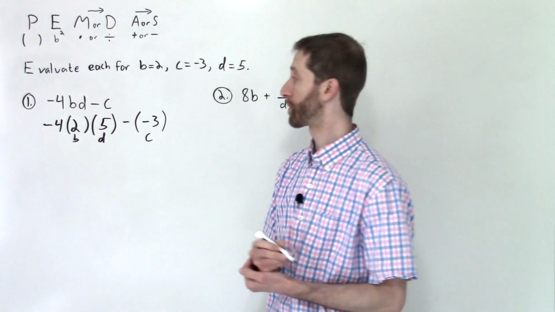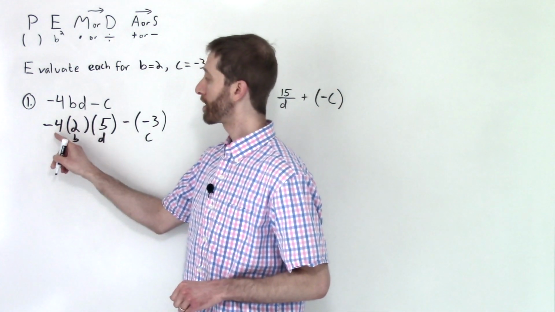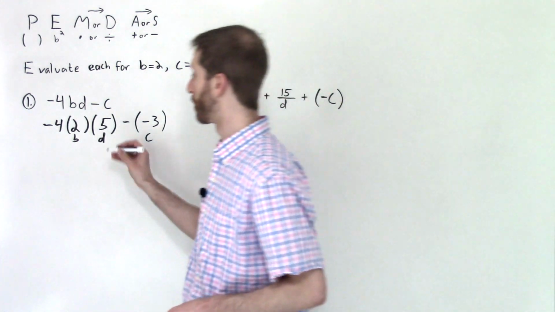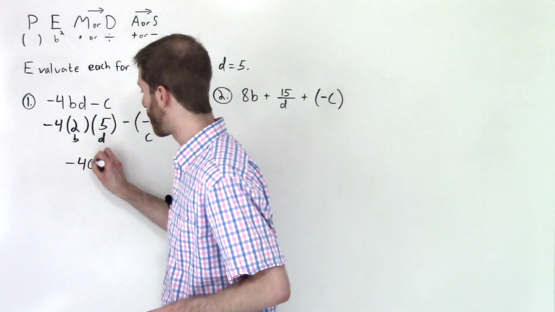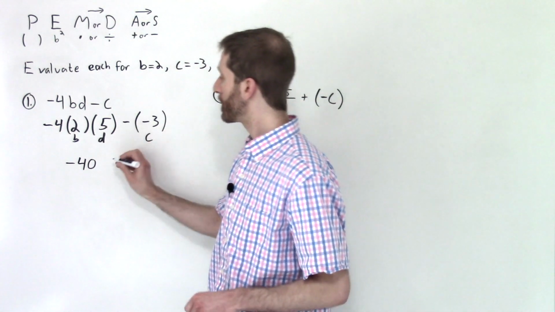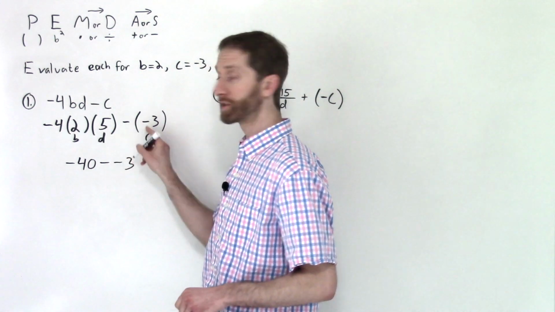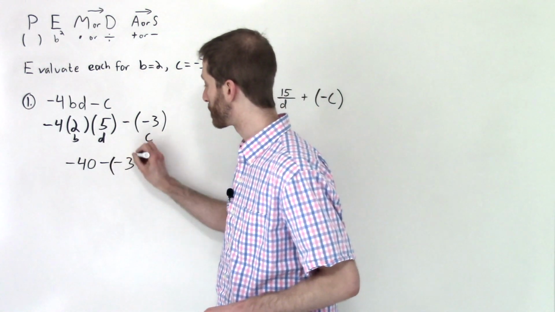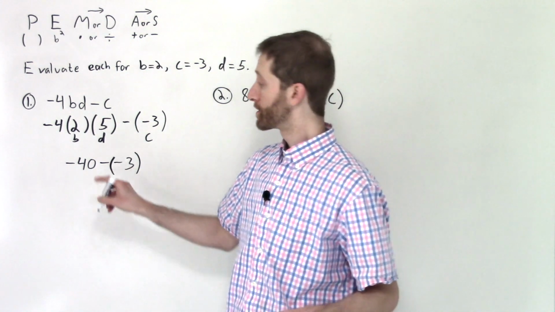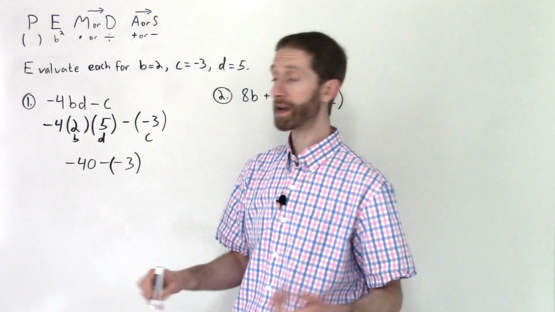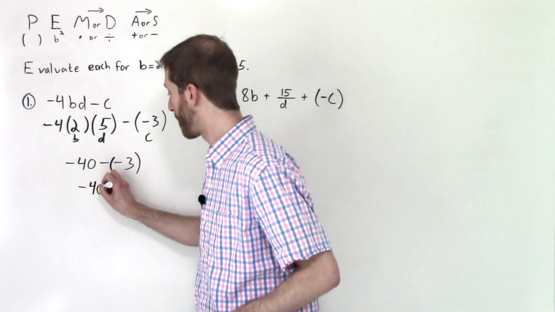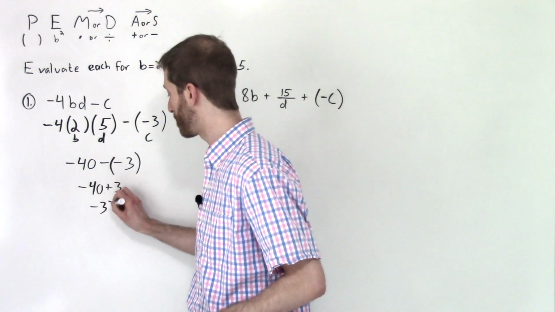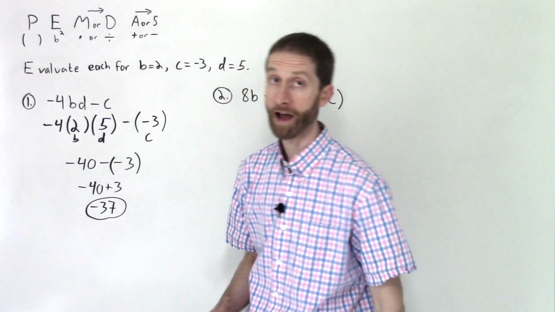Okay, so how do we now evaluate? It's just an order of operations problem. So we're going to do multiplication first. -4 times 2 is -8, times 5 is -40. So we get -40 there. Then, we could do mental math all in one step. You could recognize that minus a -3 is +3, or you could carry down that operation here. Does not matter. So -40 minus a -3 is the same as -40 plus 3. And -40 plus 3 is -37. Beautiful. And that is our final answer there.